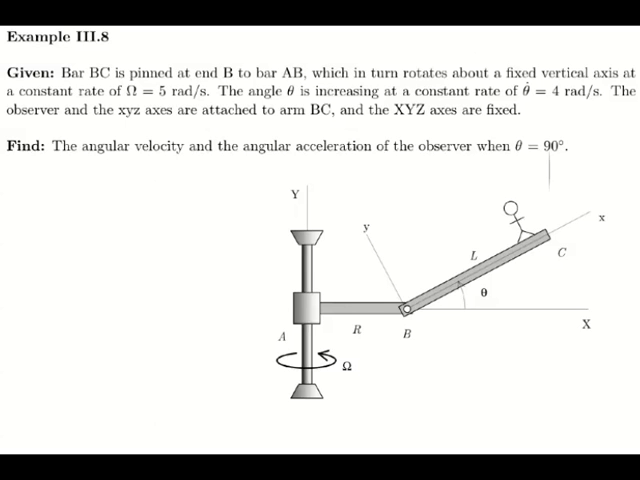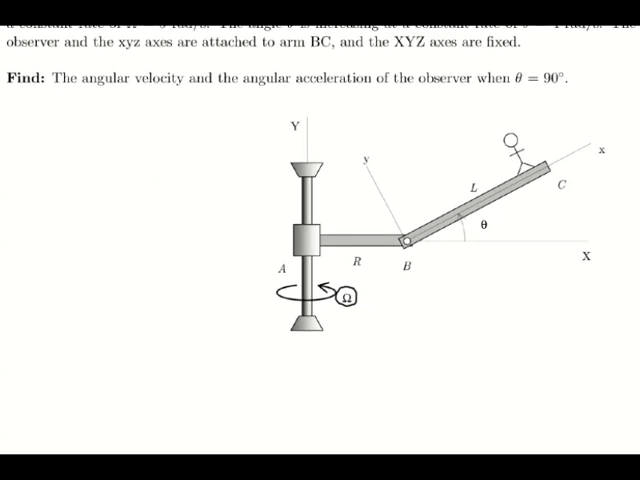For this example, we're asked to look at this problem. The problem is made up of a vertical shaft, which is rotating with a constant rate of capital omega. This arm AB is rotating with that shaft, and pinned to arm AB is a second link, BC, which is rotating relative to AB at a rate of theta dot, which is also a constant. What we want to do is find the angular velocity and angular acceleration of link BC.